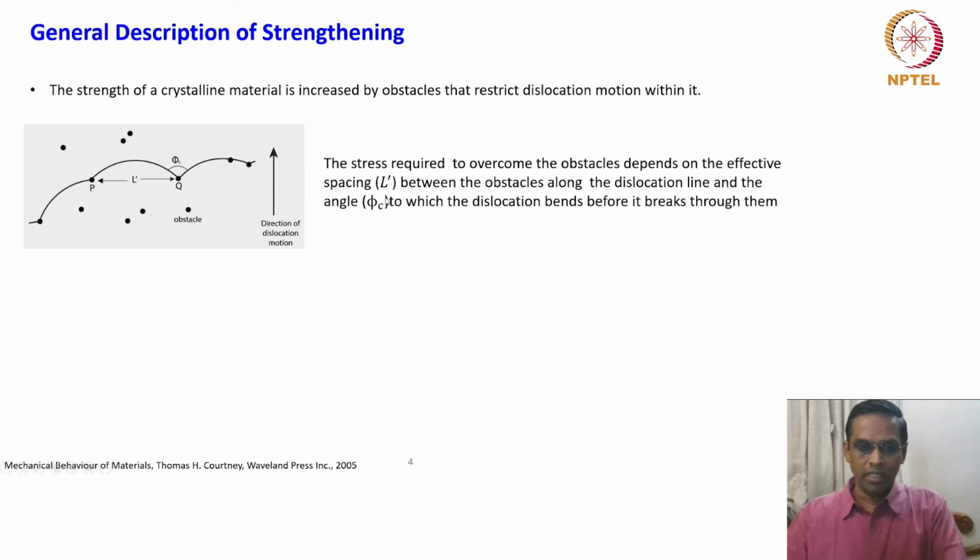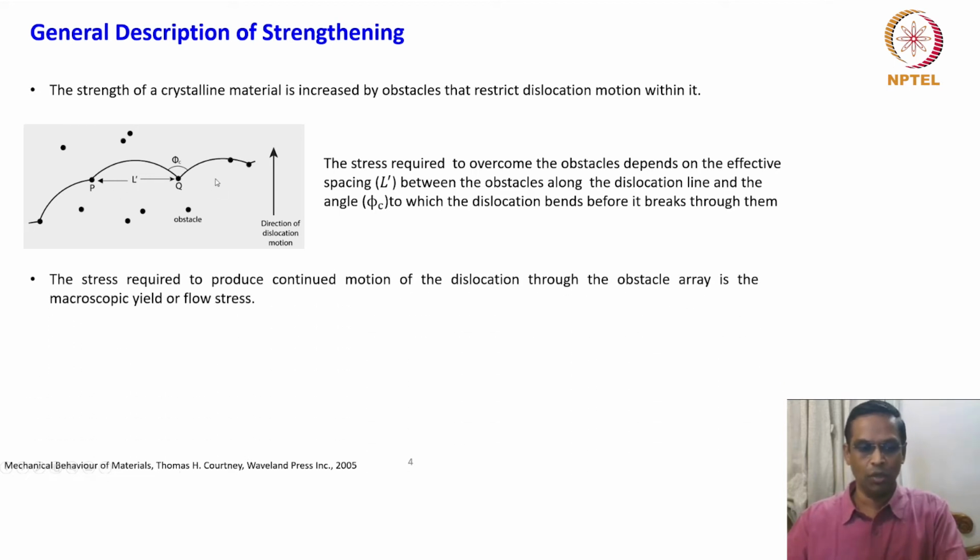So what we are really talking about is the stress required to overcome the obstacles depends on the effective spacing L prime between the obstacles along the dislocation line and the angle phi c to which the dislocation bends before it breaks through them. It's a kind of extrusion between these two obstacles. These dislocation lines are trying to come out or extrude themselves between these two obstacles. That is what we are trying to show.